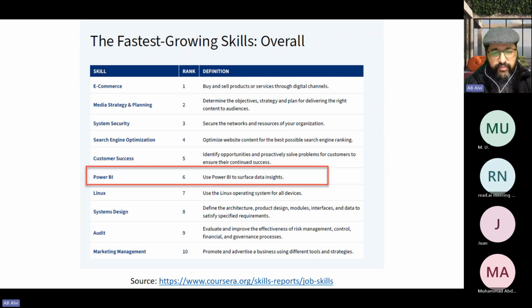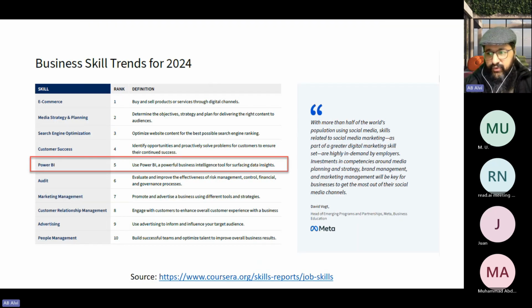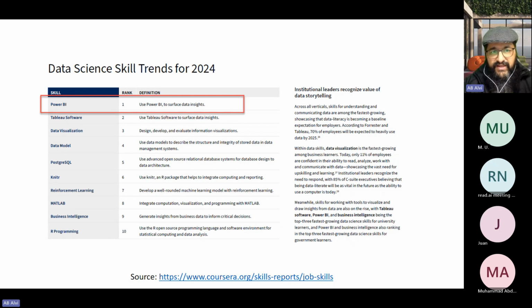You can imagine how rapidly Power BI has made a footprint in the market. This is a snapshot from the Coursera skills report. Coursera publishes this report for the coming year. They published it last year in December 2023, and Power BI made it to three different areas. It was the only skill in the overall list, ranked number 6. Then in the business skill trends for 2024, Power BI is again in the top 10 at number 5, and in the data science skill trends, it is ranked number 1. None of the other tools or areas made it to three different verticals. Power BI was the only one.